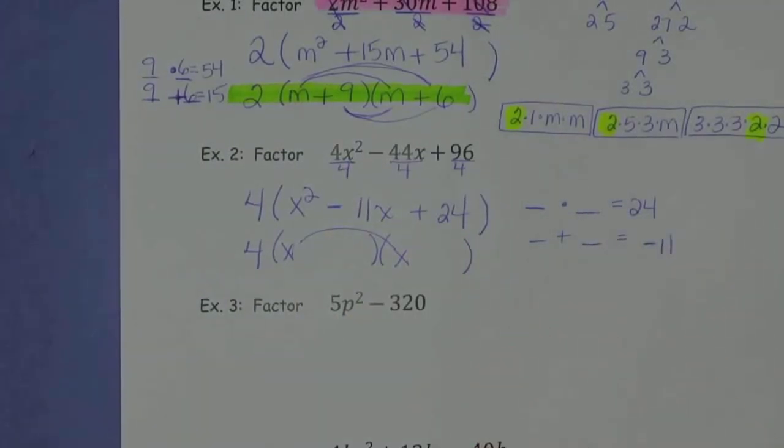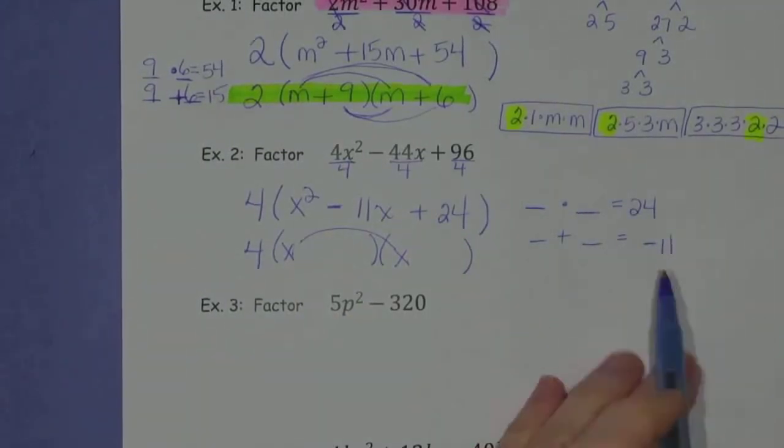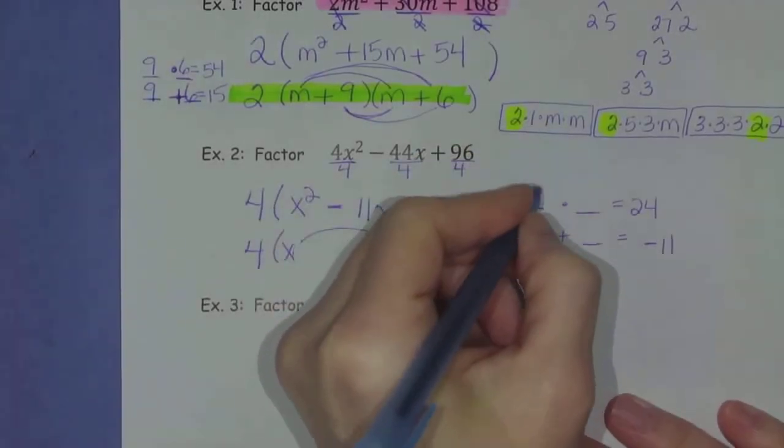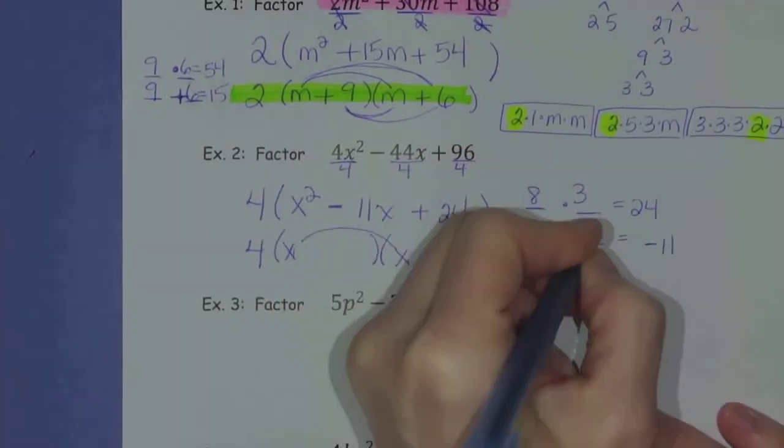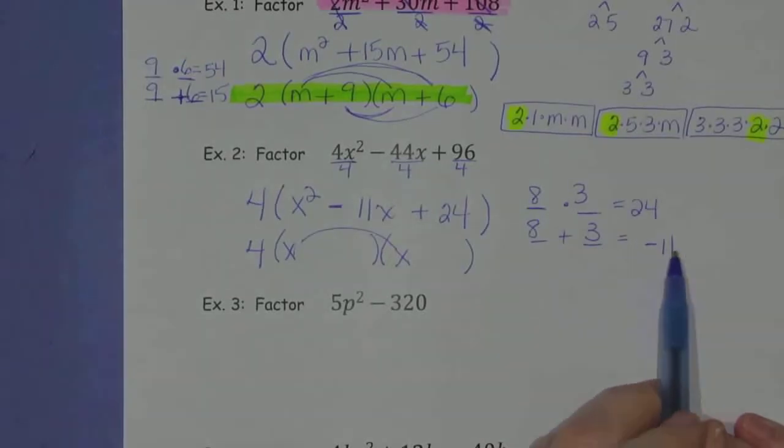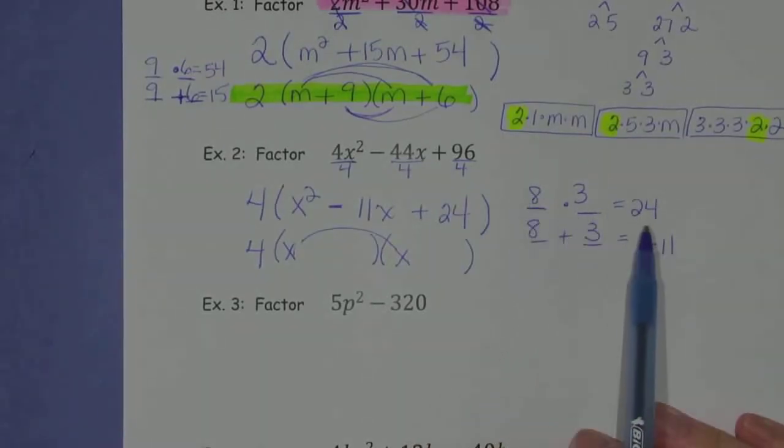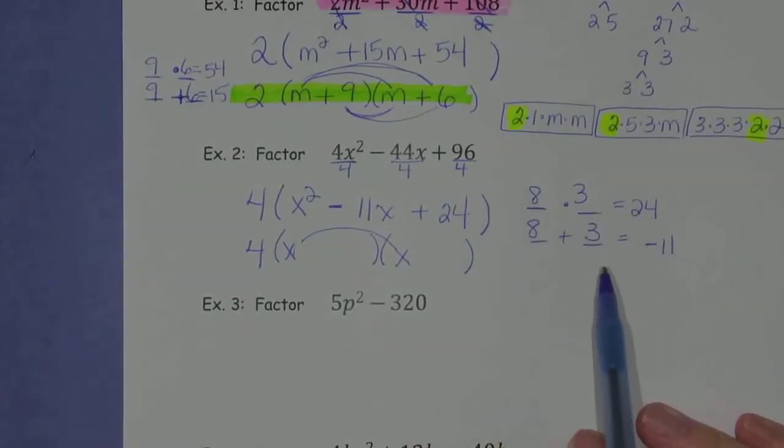Two numbers whose product is 24 and the sum is negative 11. So I'm thinking 8 and 3, because 8 plus 3 is positive 11 and 8 times 3 is 24. So now I just have to tweak the signs.